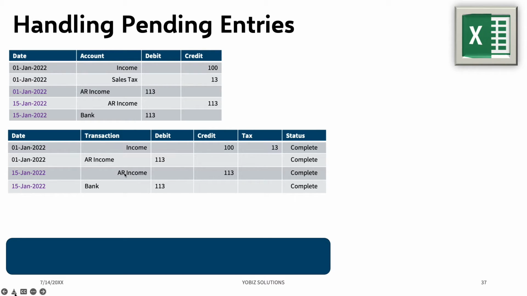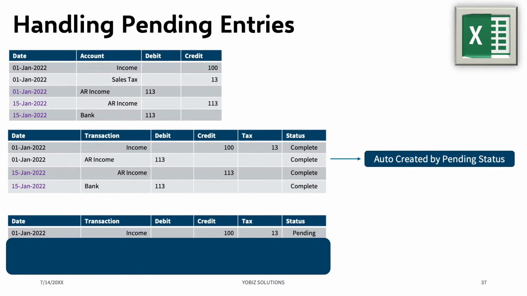Now let's assume that you have not set up the accounts receivable for this particular account, and that means you allow the pending status to be available in your design sheet as we explained earlier in the video. So how would you handle that statement? You will only enter the income, the first line entry in here, and put the status as pending. And by doing so, this new sheet should take care of the accounts receivable entry here automatically under the hood.